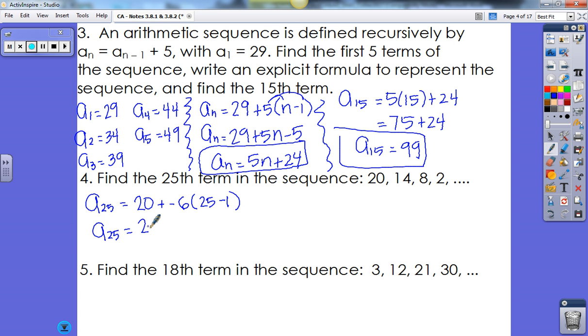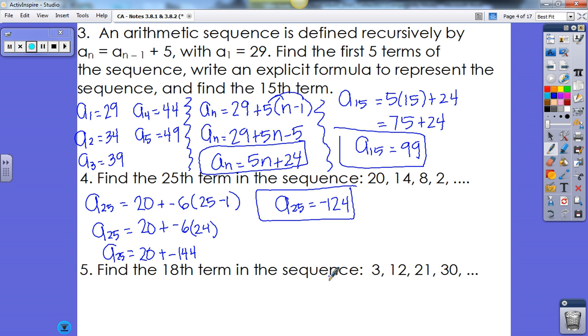So the 25th term, I'm going to simplify this. 25 minus 1 is 24. When I multiply negative 6 and 24, I get negative 144. When I add positive 20 to that, I end up with a negative 124 as my 25th term.